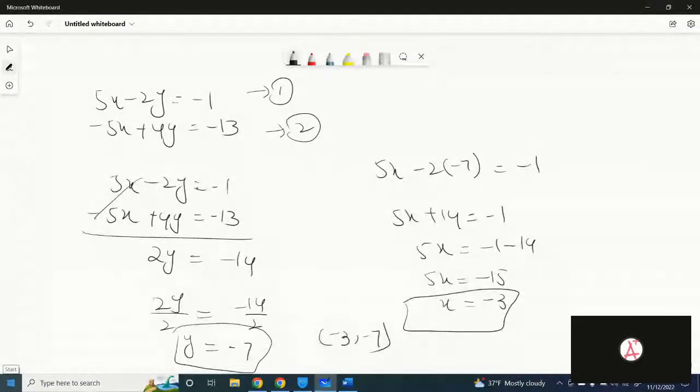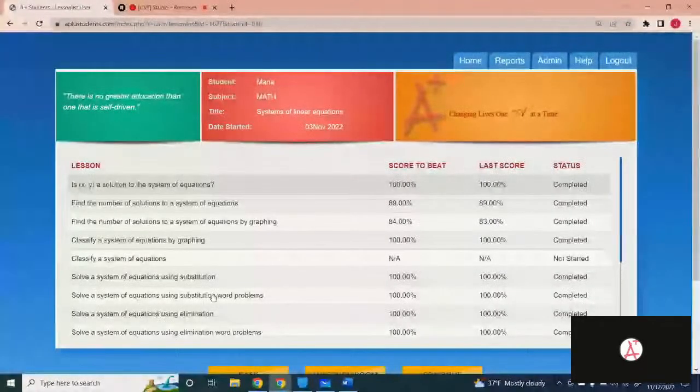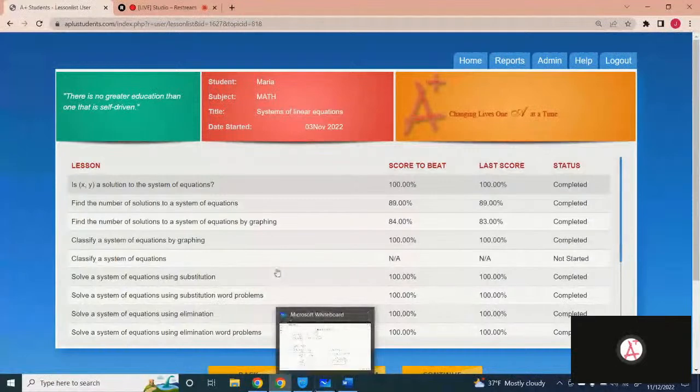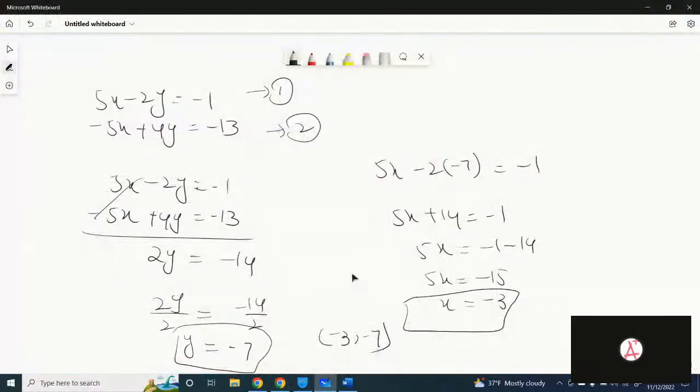Got it? Just select the correct option and then click on the OK button. Okay, so it would be negative 3 and negative 7. Got it?